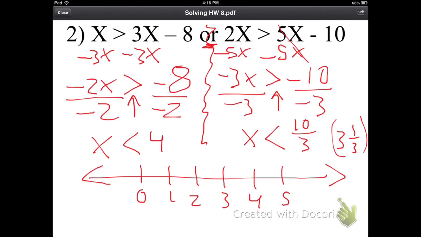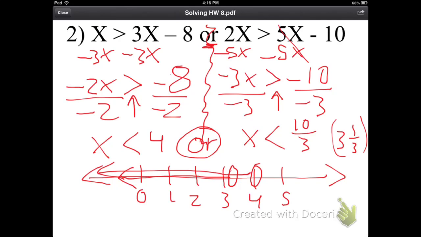And you need to put a circle at 4. I'm not going to fill it in because no line, no fill. And I'm going to put a circle just a little bit above 3 because we want 3 1/3. And that one's also open because no line, no fill on this side. Okay. And you would shade both of these to the left because x is less than 4. Or, notice the or, x is less than 3 1/3. So I'm going to shade left because of the 4. I'm going to shade left because of 3 1/3.